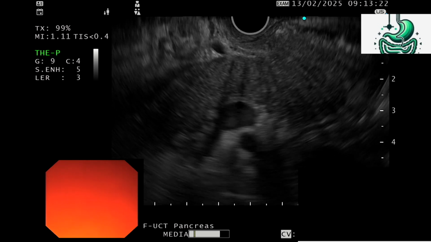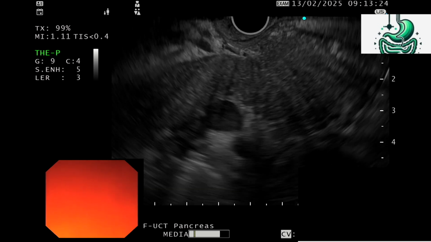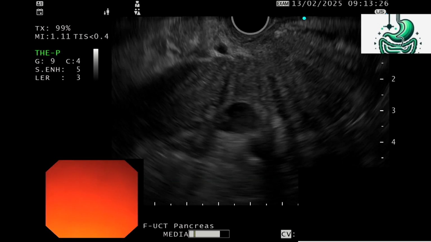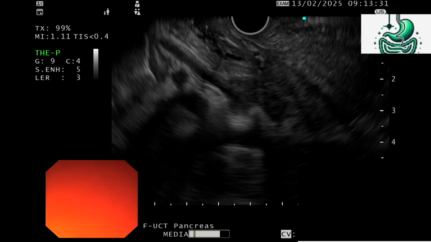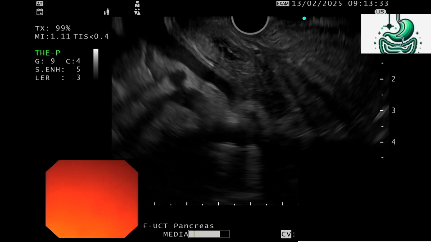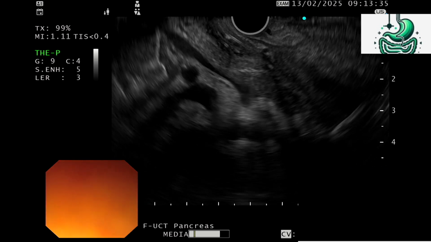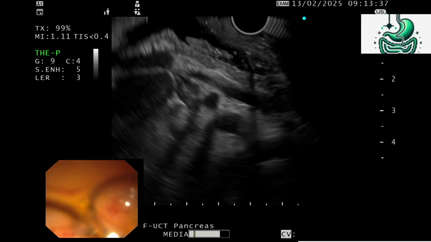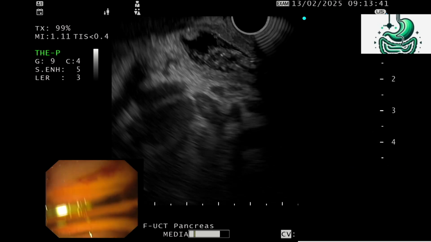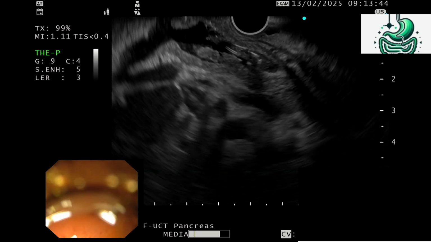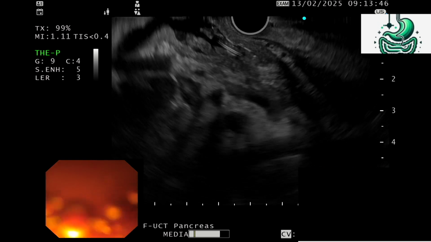You can see here, there is no focal mass. The whole of the pancreas is hypoechoic, diffusely enlarged. And when we see the bile duct, you can see the bile duct is narrow at the lower end within the pancreas. And as we are coming up towards the hepatic hilum, we can see a very thick wall CBD there.